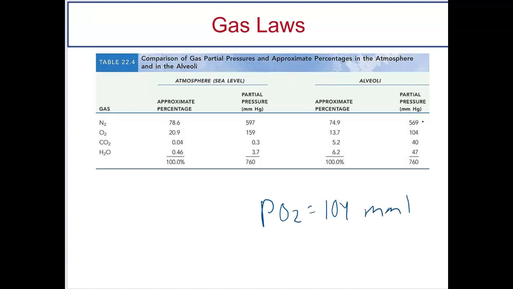Notice the CO2 also changes. It comes in at 0.3, right? But it mixes with air in the dead space, which has more CO2. And so by the time that gets to my alveoli, my PCO2 goes up because there's more CO2 in my airways. I'm trying to get it out. And so that's going to rise to around 40.